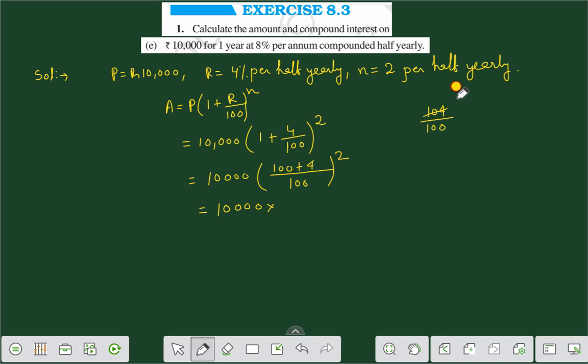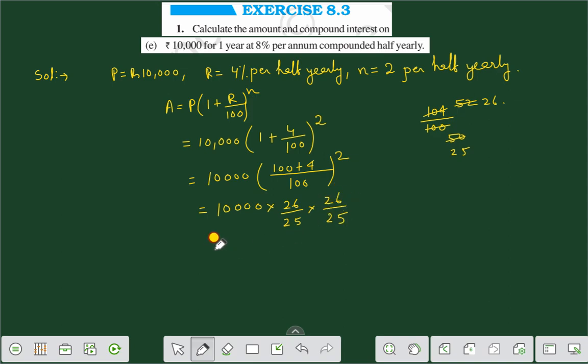2 5 is 10, 2 4s are 8. 2 5 is 10. 2 25. 2 4s are 8, 2 6 is 12. That is 26 by 25 into 26 by 25.